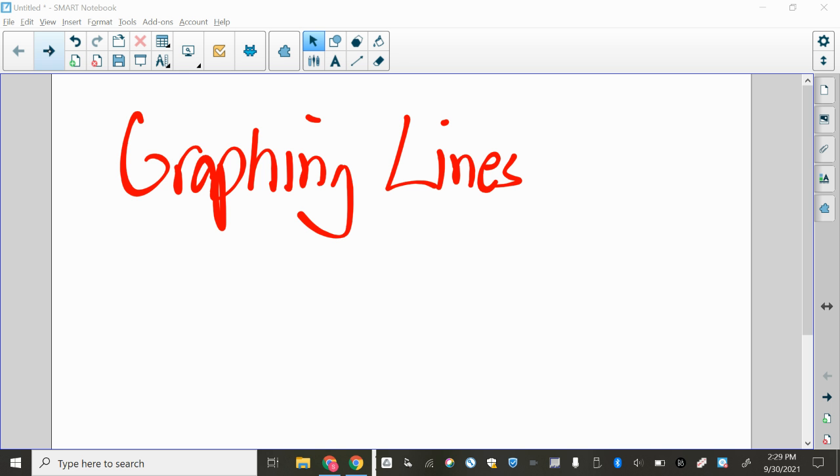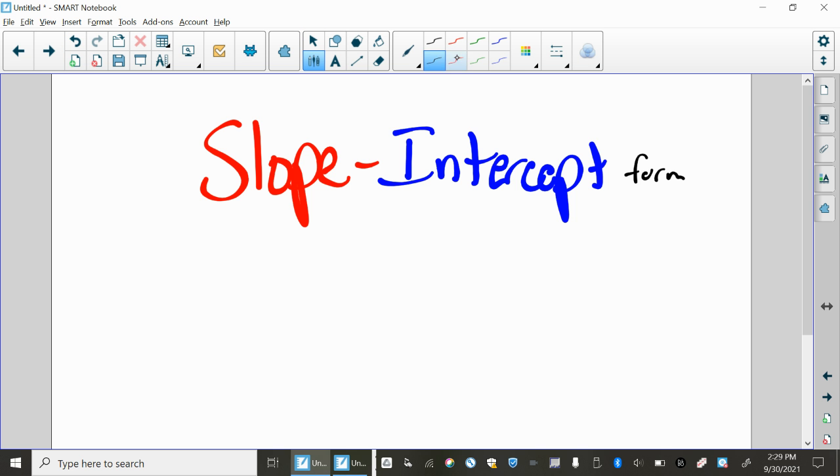We're going to look today at graphing lines, remember, in slope-intercept form. Hopefully you remember what that is, a little bit about it. If not, I'm going to go ahead and go over it right away.